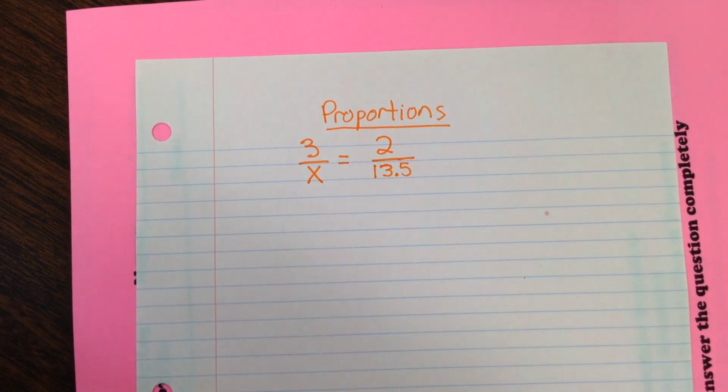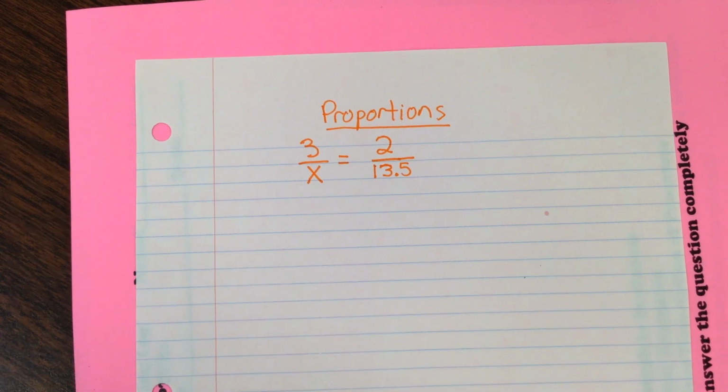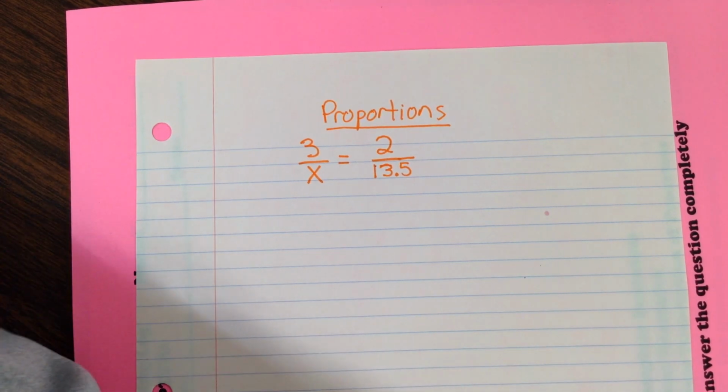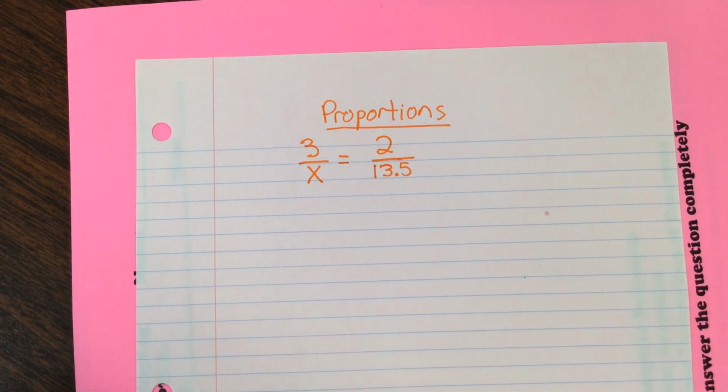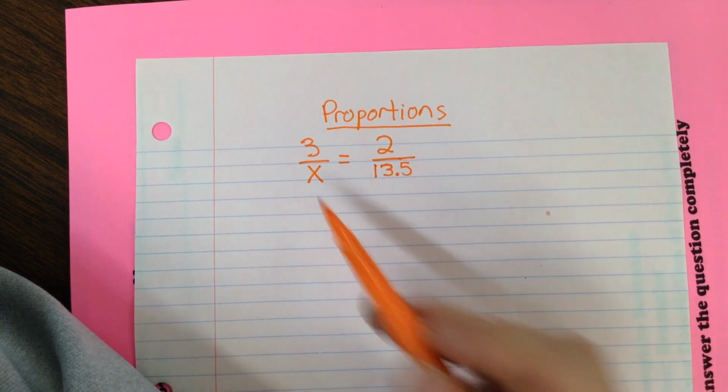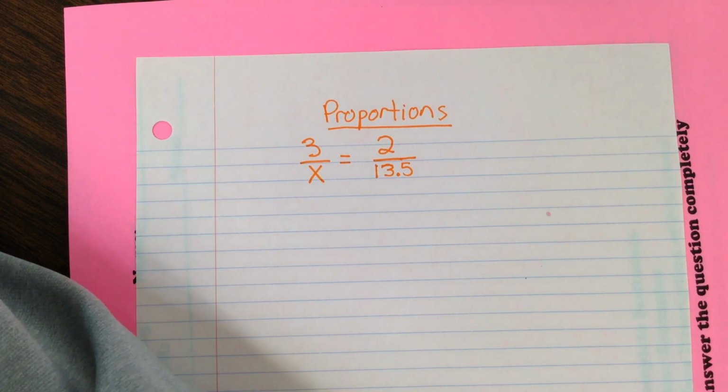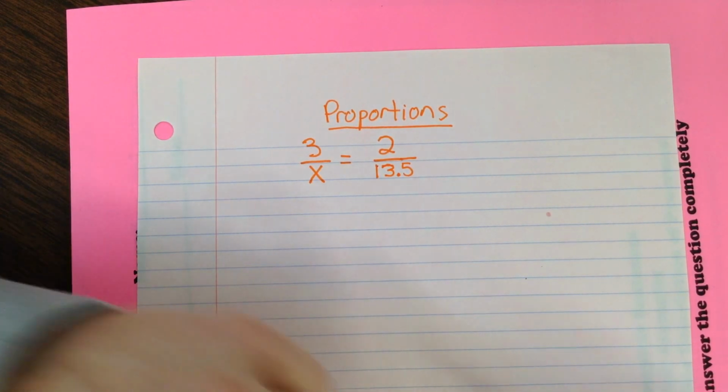Okay, for those of you having trouble doing proportions and solving them, this is a very simple process. You're basically going to have a setup like this with two fractions. These are called ratios, and when the ratios are equal to each other, we find this missing value by simply cross multiplying and dividing. So here's what's going to happen.